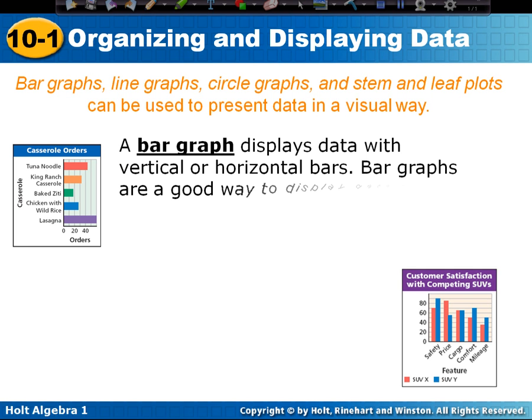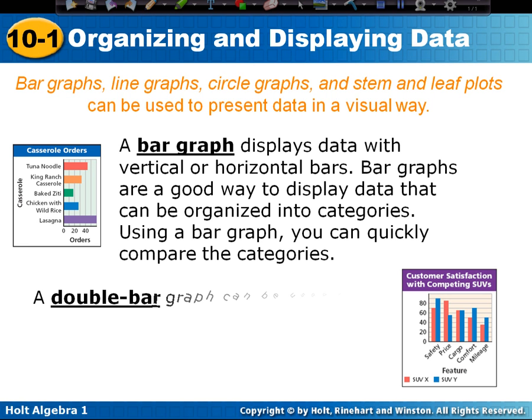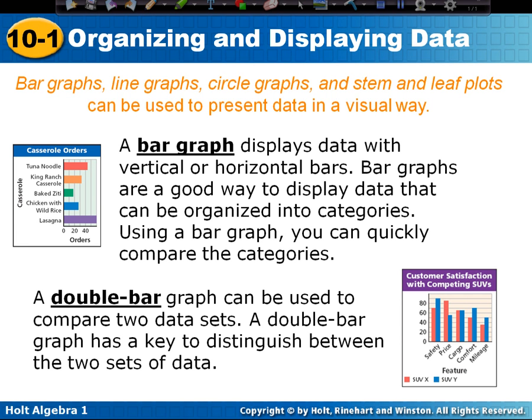A bar graph displays data with vertical or horizontal bars. Bar graphs are a good way to display data that can be organized into categories. Using a bar graph, you can quickly compare the different categories. A double bar graph can be used to compare two data sets. A double bar graph has a key to distinguish between the two sets of data. This is going to be the first one that we look at: the bar graph and the double bar graph.